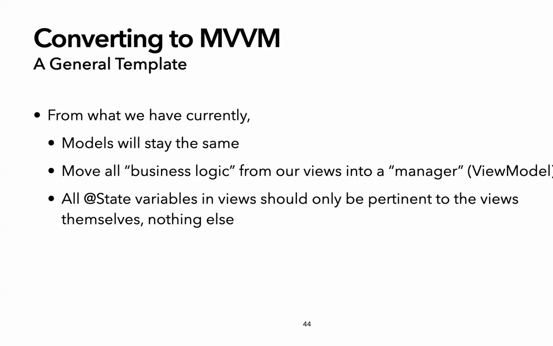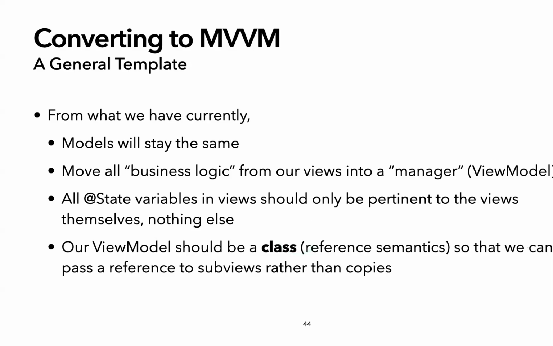Showing that sheet should be an @State that should be private. And it's like a Boolean, right? Show this sheet, dismiss this sheet. We haven't learned about sheets, but we'll talk about that next lecture. But all of the @State stuff should be only logic pertaining to that view itself, right? Nothing else.